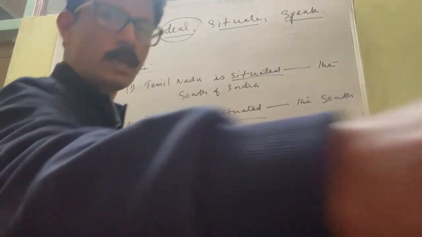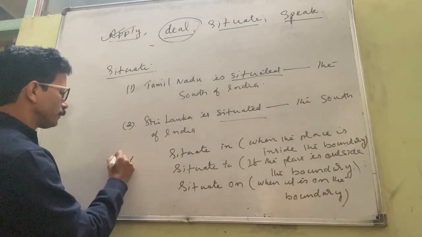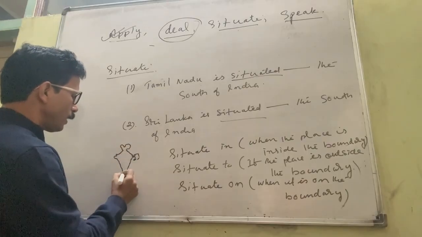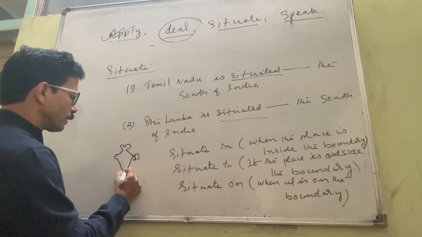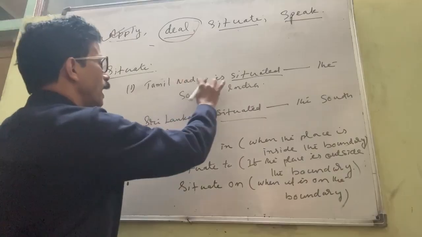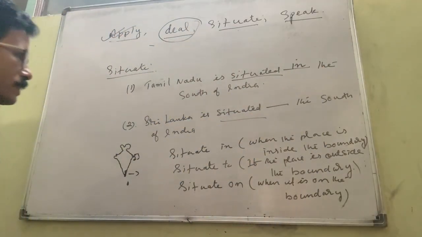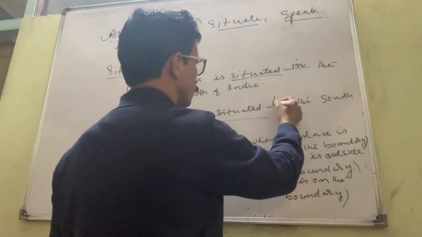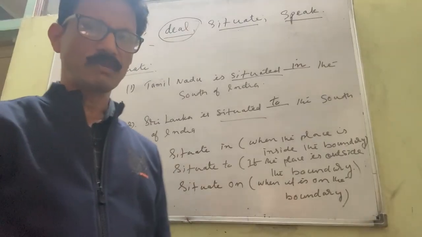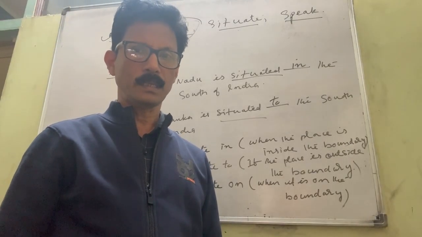Okay. Now here we will see. I will draw a map of India here. You see. Okay. That is India. That's it. Tamil Nadu is situated here. Okay. Tamil Nadu is situated here. So it is inside, but Sri Lanka is here. Okay. So Tamil Nadu is situated in the south of India. Next, Sri Lanka is situated to the south. Understand? That's the difference between situate in if the place is within the boundary and situate to if the place is outside the boundary. It is easy to understand.